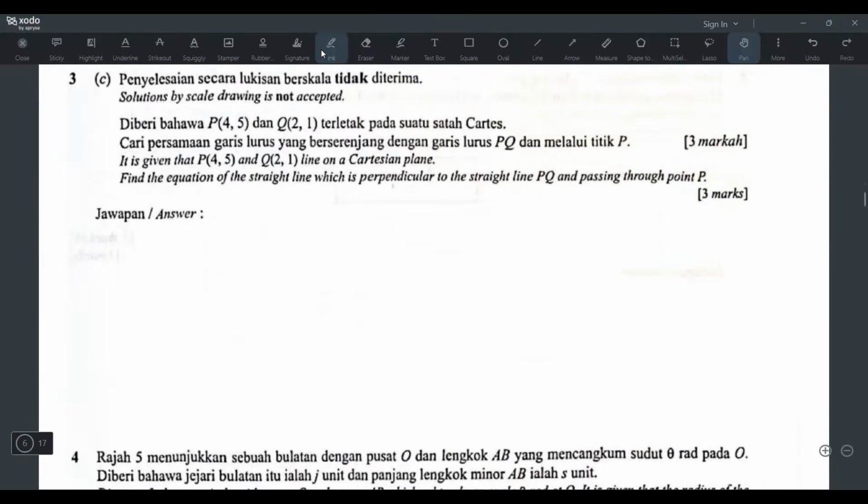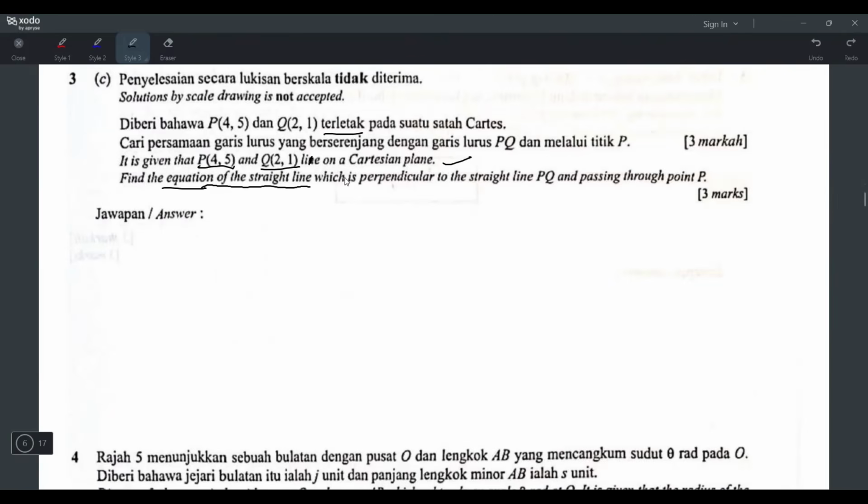Okay, number 3, C. Still doing number 3. Solution by scale drawing is not accepted. Okay, this is not important. Given that P is (4,5) and Q is (2,1) lie on a Cartesian plane. Okay, understand. Find the equation of the straight line.